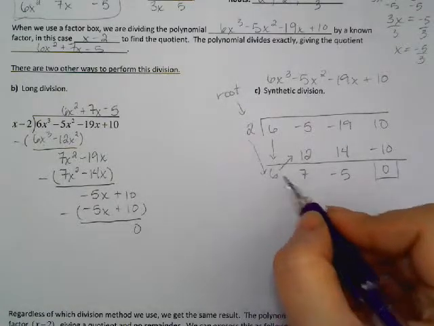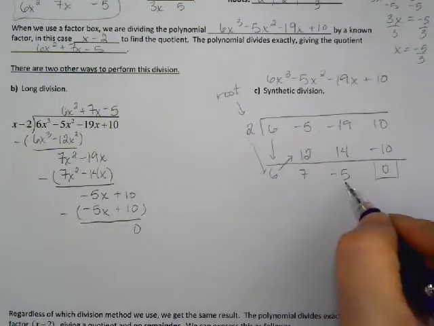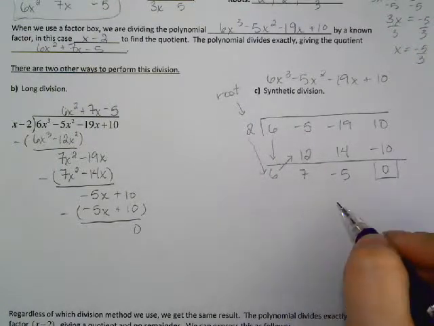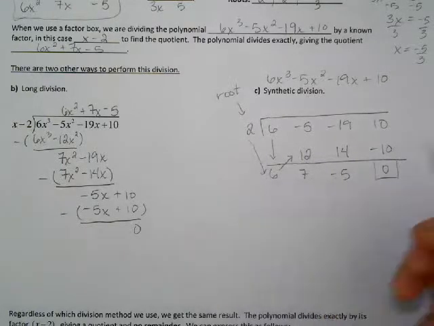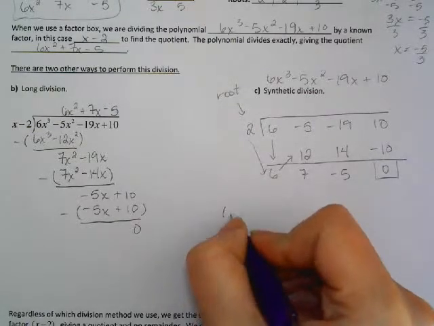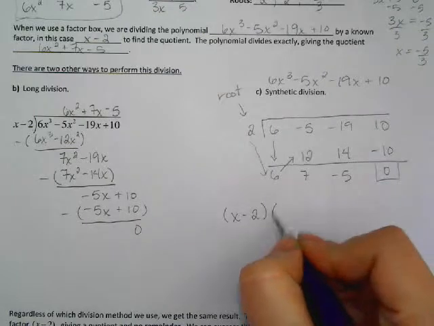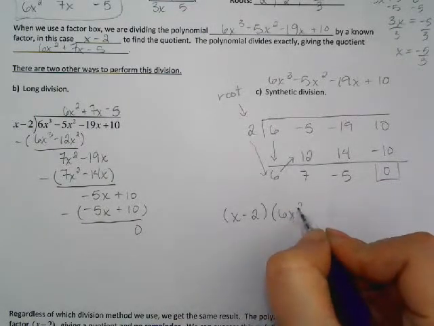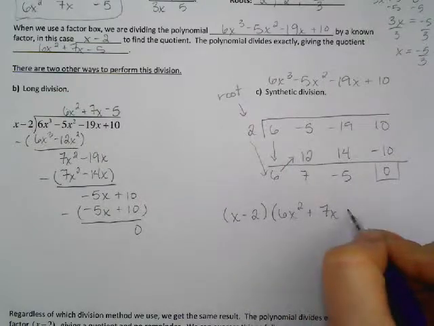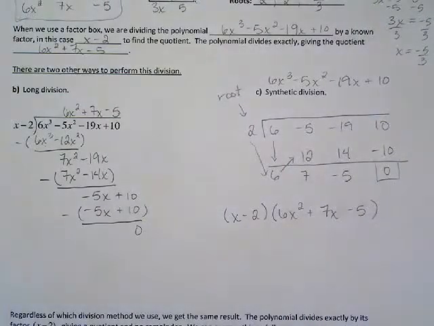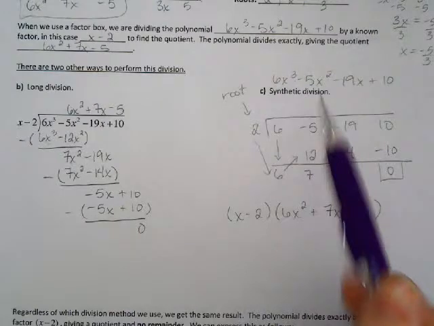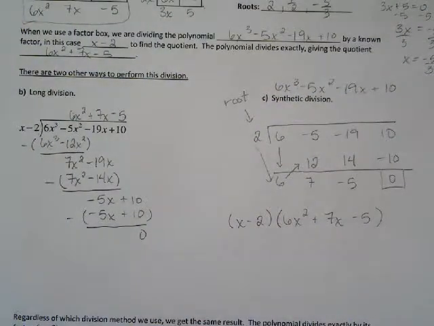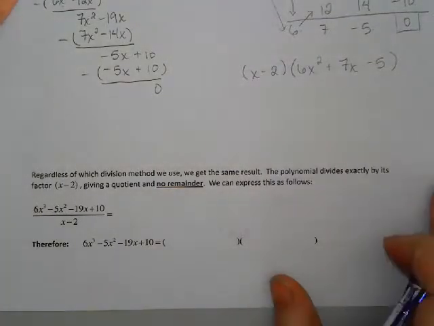So what you divide out here, guys, are your coefficients for your other factors. So our first factor was that x minus 2, and this is going to be 6x squared plus 7x minus 5. The way that you know what this is going to be is one less than your original degree, because you have to account for all those degrees in between. That brings us to the remainder theorem.